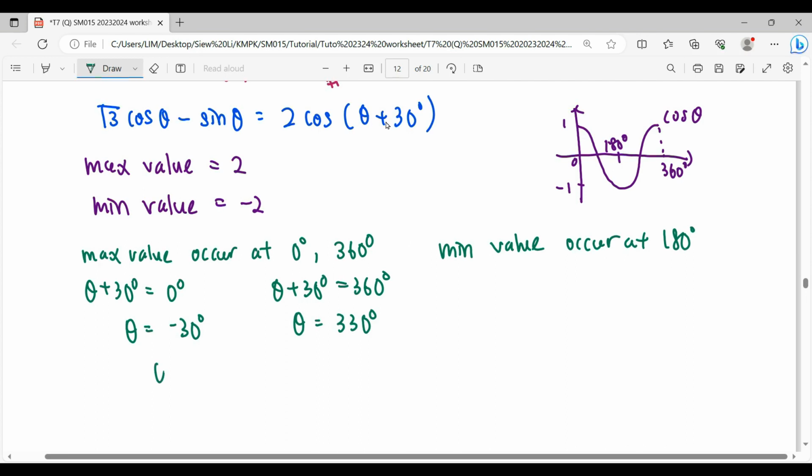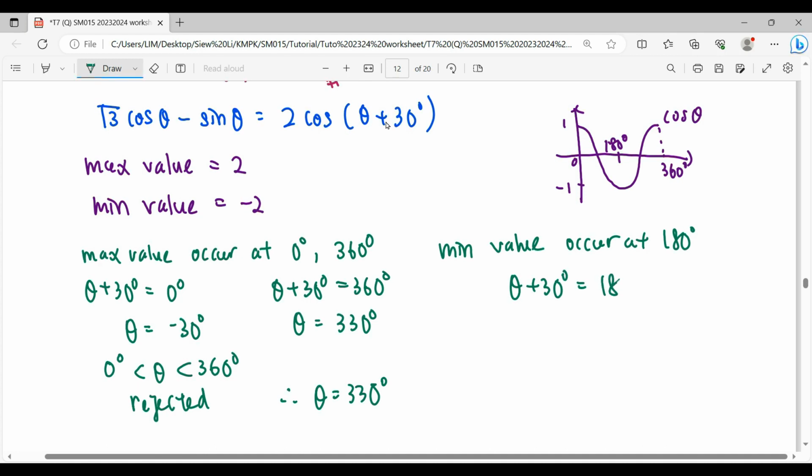Notice that the question says theta is only between 0 and 360 degrees, so for this we're going to reject it, and the only answer is 330. Meanwhile, for the minimum value, this angle will occur at 180, so theta will be equal to 150.